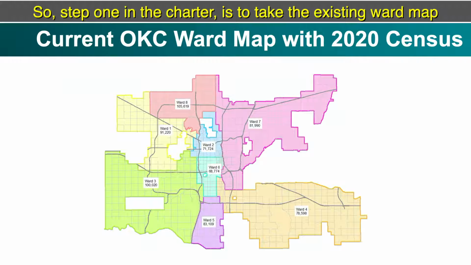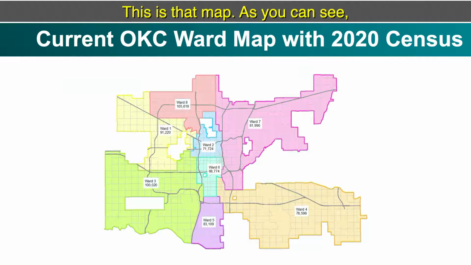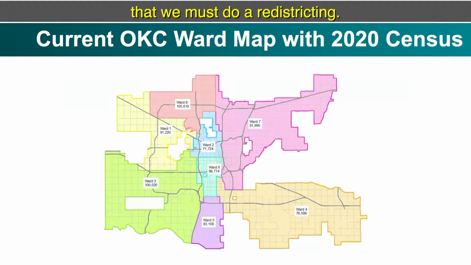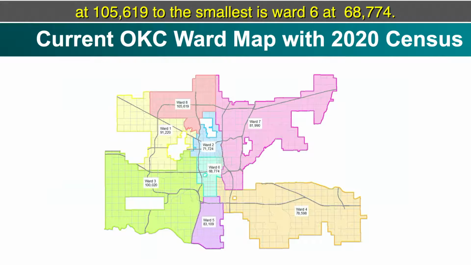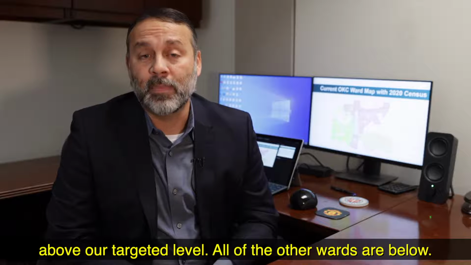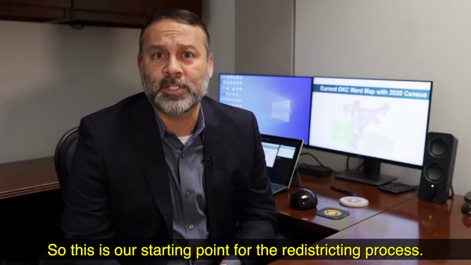So step one in the charter is to take the existing ward map and apply the 2020 census population data to it. This is that map. As you can see, our wards are now unbalanced, and this officially triggers that we must do a redistricting. They range anywhere from the largest, Ward 8 at 105,619, to the smallest, Ward 6 at 68,774. As you can see from the map, Wards 8, 1, and 3 are above our targeted level. All of the other wards are below. So this is our starting point for the redistricting process.